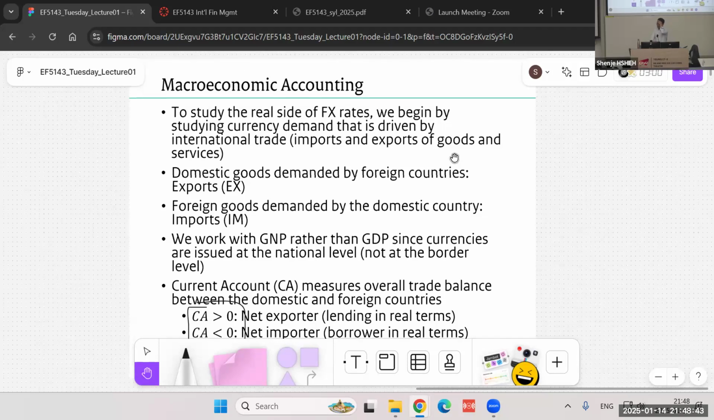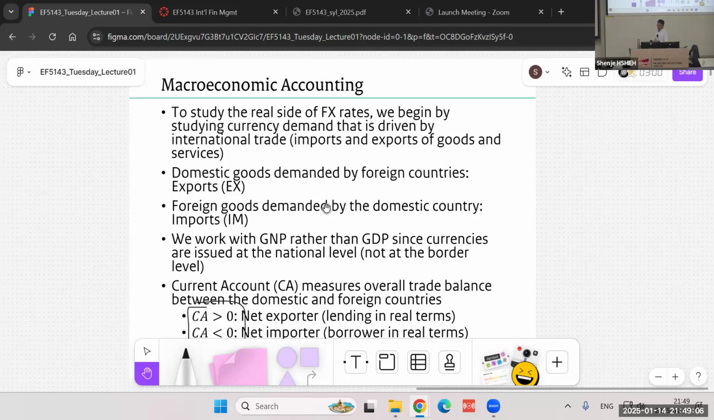All right. So today we talked about macroeconomic accounting. The reason why we talked about macroeconomic accounting is because we want to think about the creditworthiness of a country, and therefore as a starting point to determine how to price FX, how to determine the strength or weakness of a country's currency.